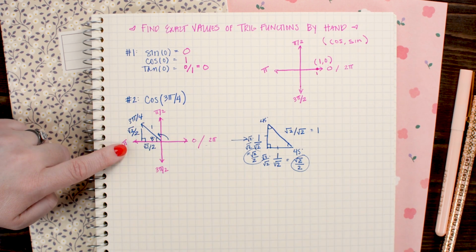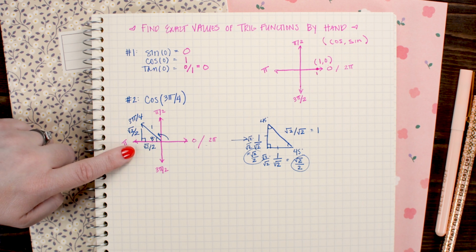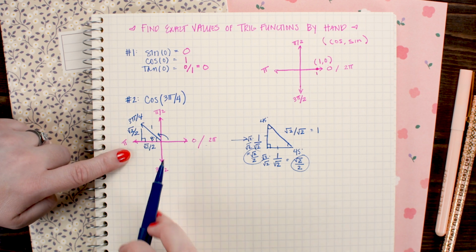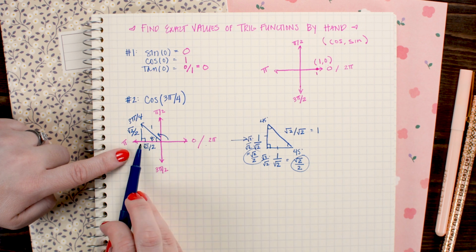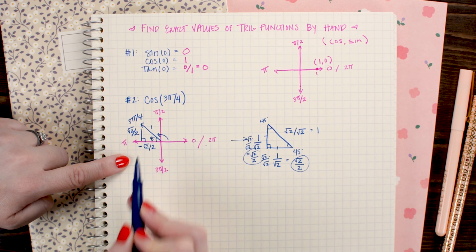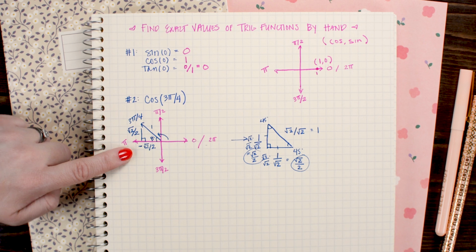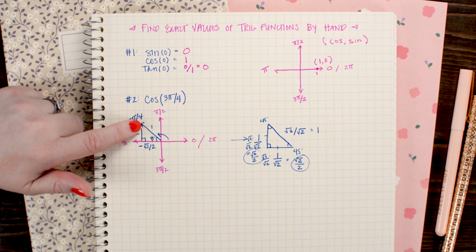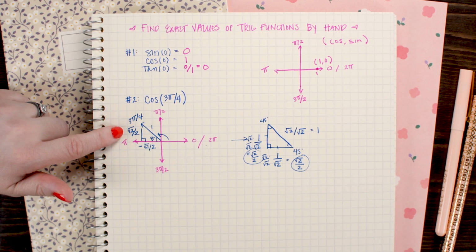Now because this triangle is sitting on a coordinate axis, I need to make sure that whenever I go left or down, I have a negative value because those are negative directions on my axes. So this side length here, because it's going left, is going to be a negative square root 2 over 2. This side length, because it's going up, is going to remain a positive square root 2 over 2.